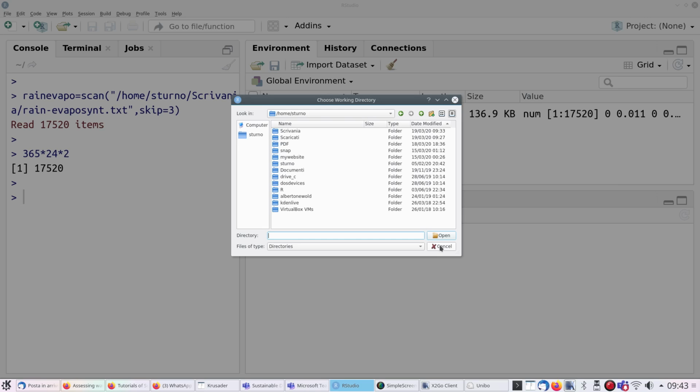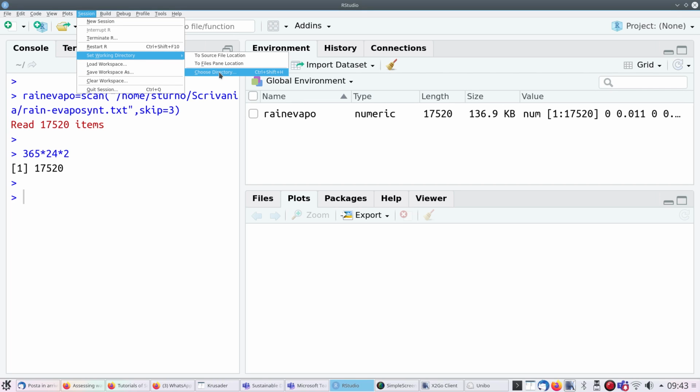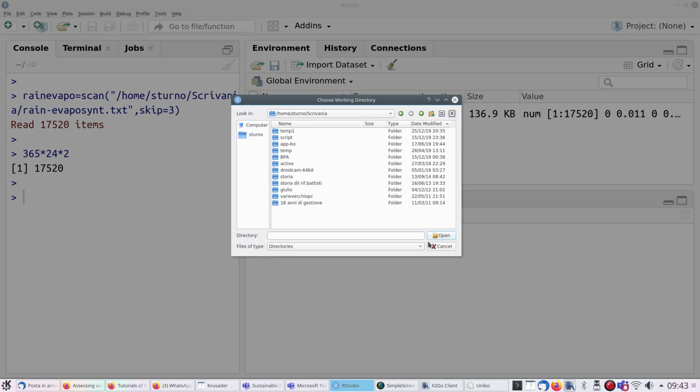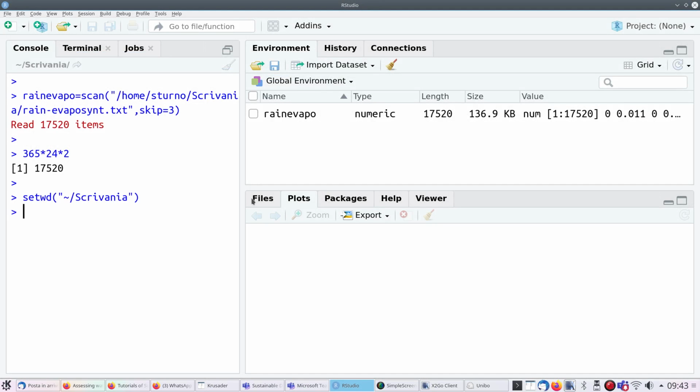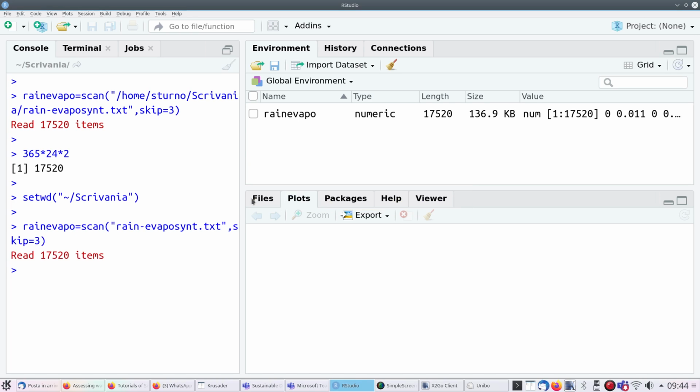Yes, in Excel, the file gets 3 columns because it depends on the separator that you gave. But again, I suggest that you use the scan function. In order to use it, you have to go to Session, Set Working Directory, Choose Directory. If I do this, then I can write again rain evapo; now I don't need the full path. Scan, file name. Yes, now it is automatically found. Good.